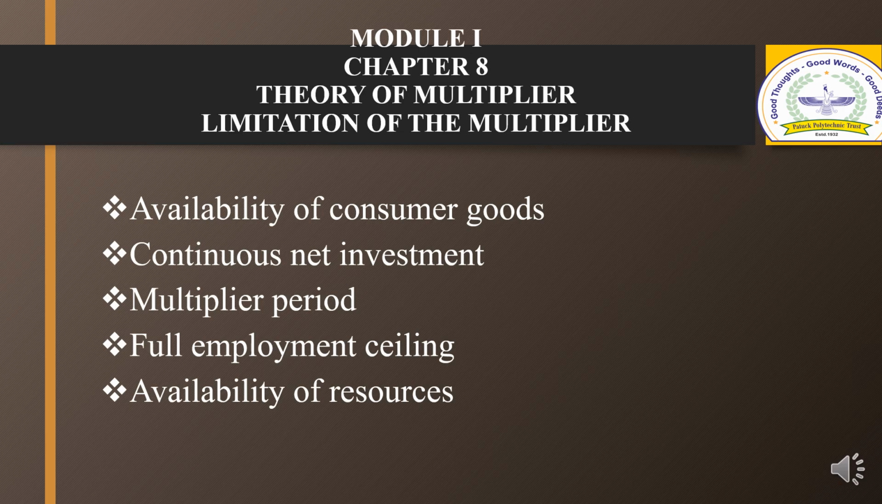Next limitation is the full employment ceiling. The multiplier can work only up to the full employment ceiling. Once full employment is reached, output and employment will stop expanding. And the last limitation is the availability of resources. Smooth working of the multiplier depends on the availability of resources required for production. In their absence, the working of the multiplier will be affected and the value of the multiplier will be low.